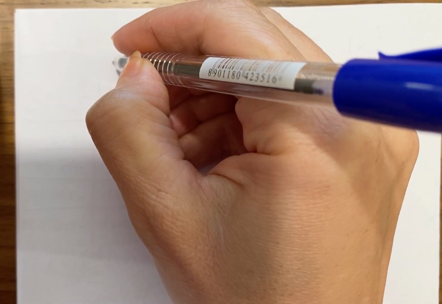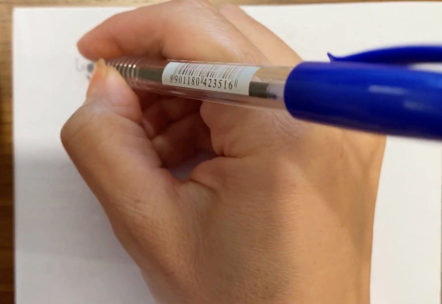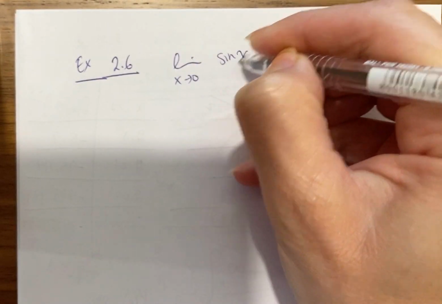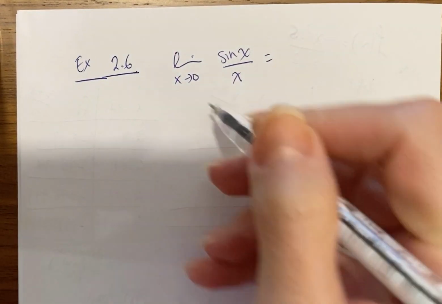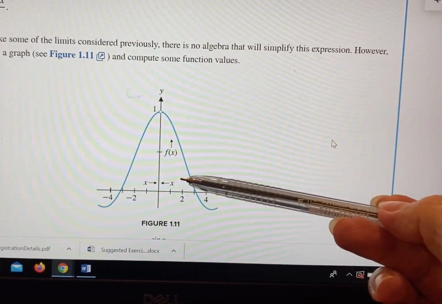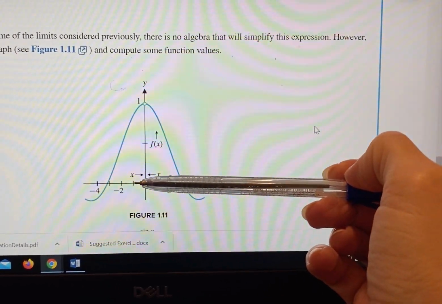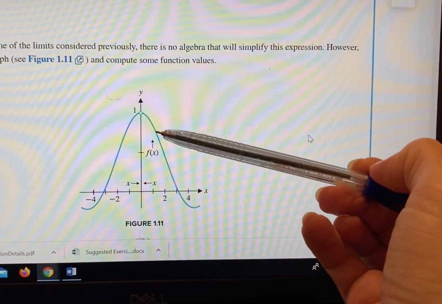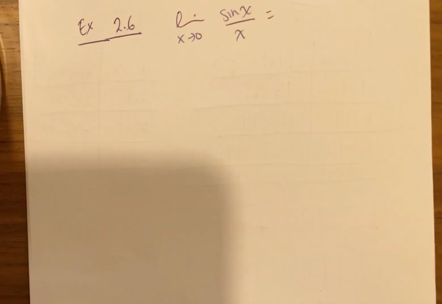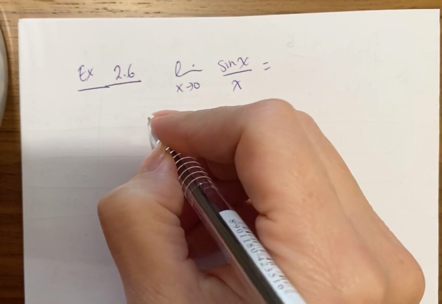Looking at another function found in example 2.6 in section 1.2, let's find the limit as x approaches 0 of sine x over x. Again, to do that, we don't have a lot of techniques learned yet. One of the techniques is if you're given the graph already, like over here. Because I'm given the graph of sine x over x, we notice that as x approaches 0 from the left and the right, the function values are approaching the value 1. Although f at 0, sine 0 over 0, is undefined.